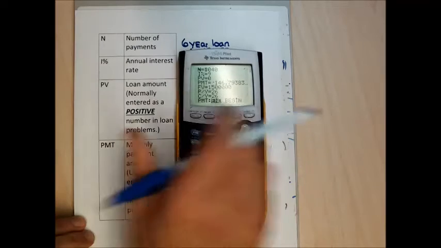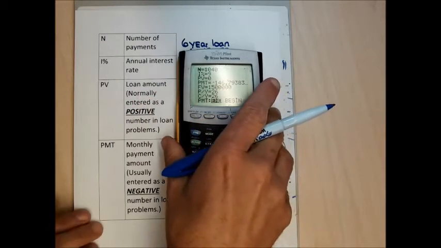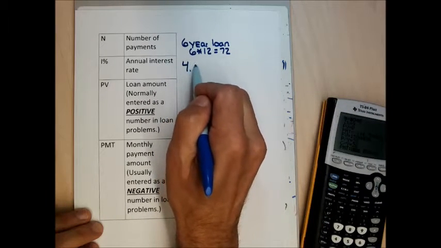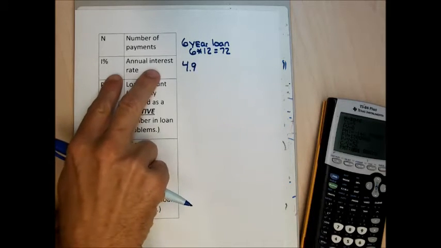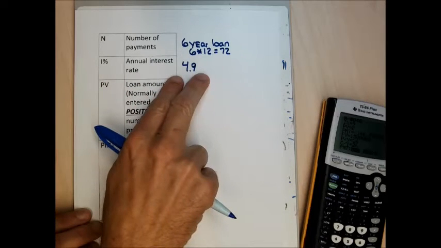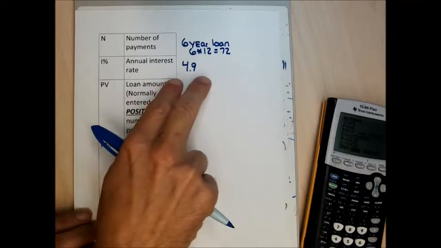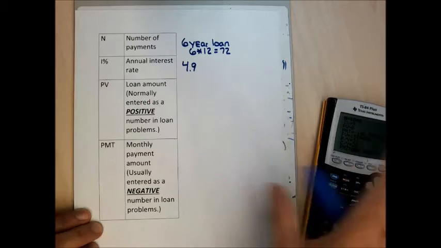The I part of this is the interest rate. I don't know what a typical interest rate might be for your car loan, but let's say something like 4.9 might be a typical number that we type in for the I. The I is the interest rate, and it goes in as a percent, not as a decimal. A lot of times when using formulas, if we're given a percent, we need to change it to a decimal, but on our calculator we put it in as a percent.